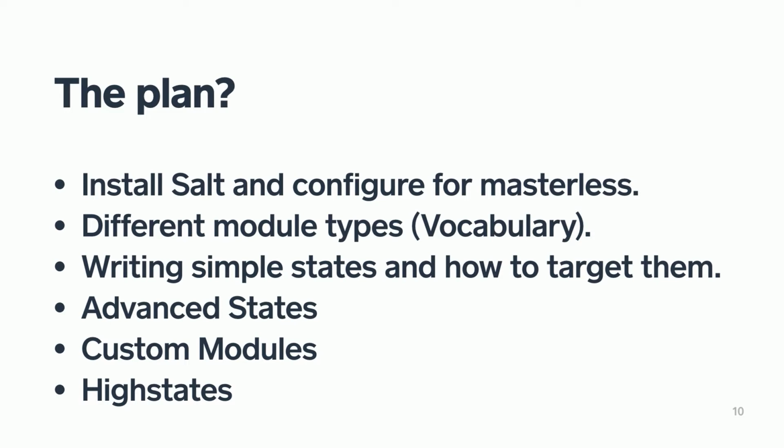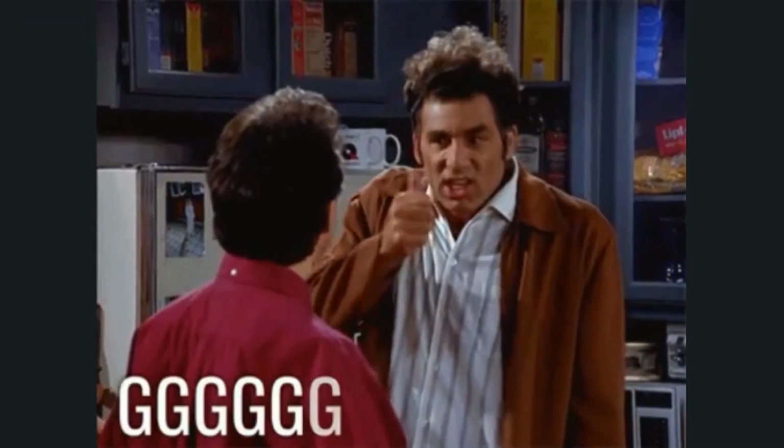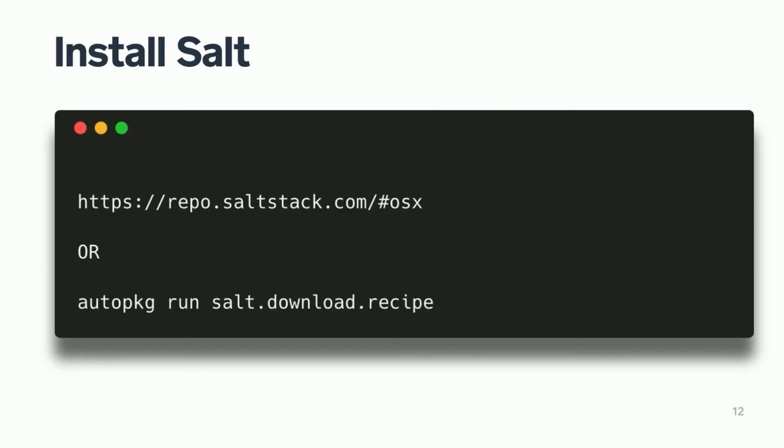And then we'll get a little more advanced. We'll write some advanced states. And then we're going to have a lot of fun. And we're actually going to write some custom modules. Or I'll show you ones that I've written that are super easy. And then we'll show you how to run those custom modules. And then we'll cover high states, which is, well, we'll get there. Well, let's go. Giddy up.